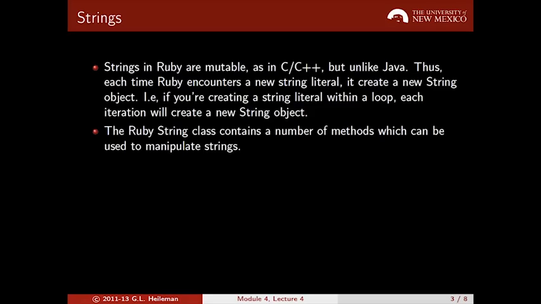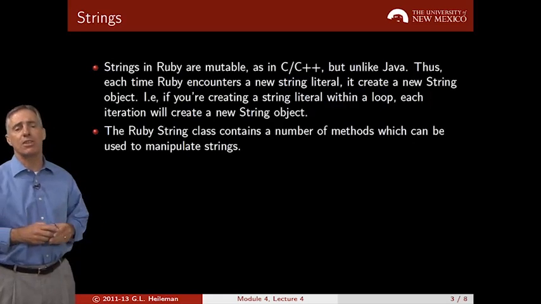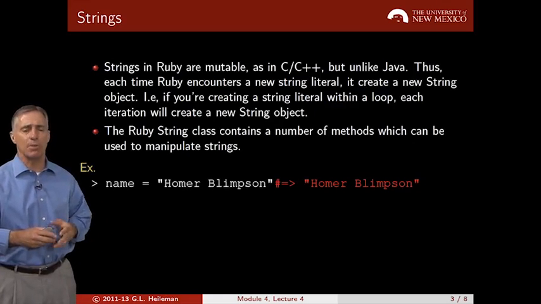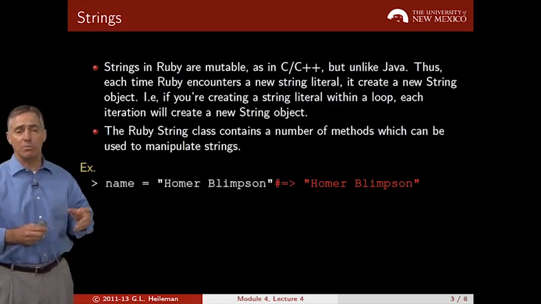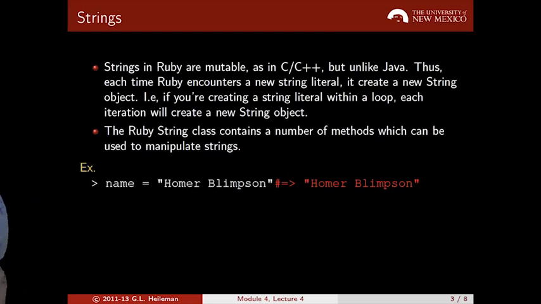So there are a number of methods associated with strings. The string class is a very powerful class in Ruby. There's a lot of methods associated with it. Here's an example. From the IRB prompt, type name equal, and here I use Homer Blimson. And you'll notice that the string itself is returned on the next line. And I'm showing that as a comment in what I'm showing you here.